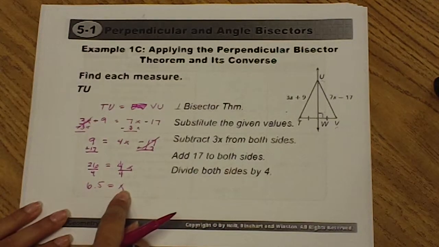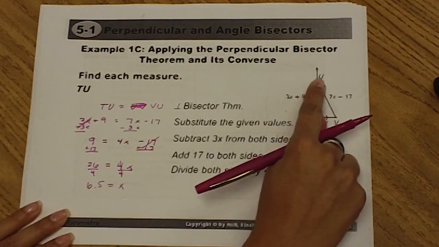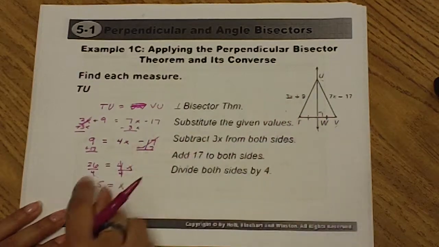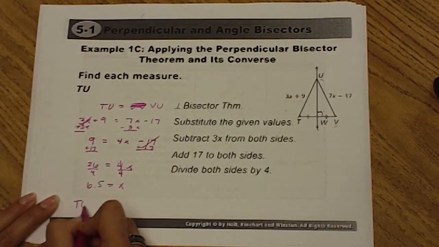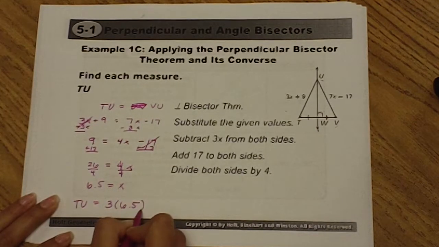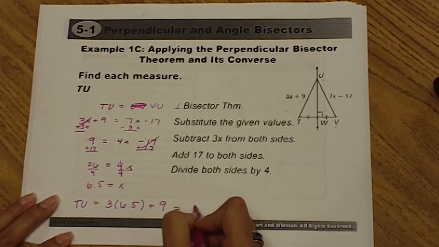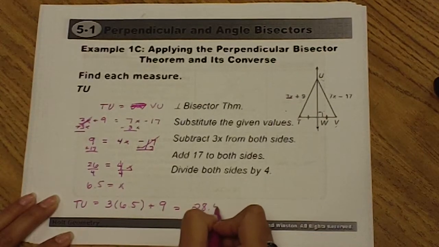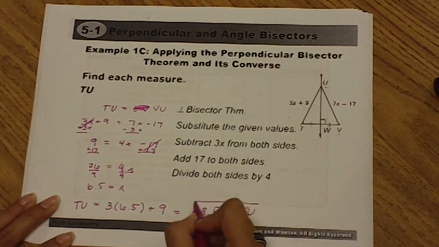Now I wasn't looking for x, I was looking for the value of TU. So make sure that you go back and check what your question is asking for. I still need to substitute this 6.5 into that problem. So TU is going to equal 3 times 6.5 plus the 9, and if I do that math, I end up getting 28.5. So that is the value of TU.